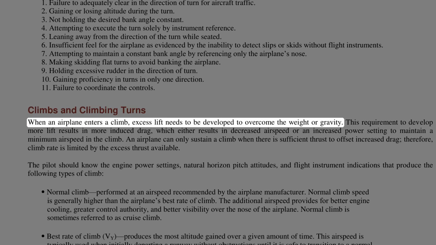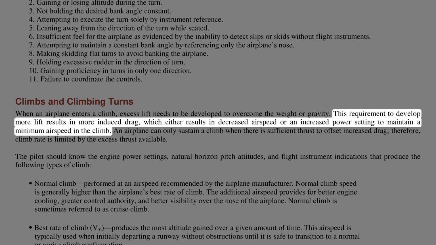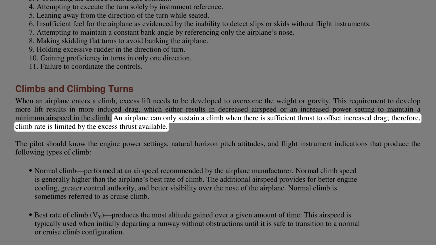Climbs and climbing turns. When an airplane enters a climb, excess lift needs to be developed to overcome the weight or gravity. This requirement to develop more lift results in more induced drag, which either results in decreased airspeed or an increased power setting to maintain a minimum airspeed in the climb. An airplane can only sustain a climb when there is sufficient thrust to offset increased drag. Therefore, climb rate is limited by the excess thrust available.